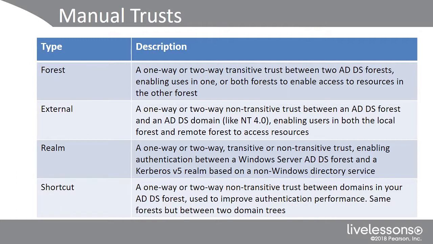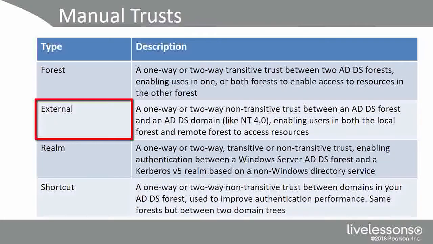But we do need to create manual trusts, and we have 4 different types of manual trusts. Our first is a forest trust. We just introduced that, where we have 2 different forests. We can create a one-way or two-way transitive trust between those 2 forests. One-way allows users in one forest to access resources in the other forest, but those users in that first forest won't be able to access the resources in the second forest. A two-way trust allows users in both forests to access resources in both forests.